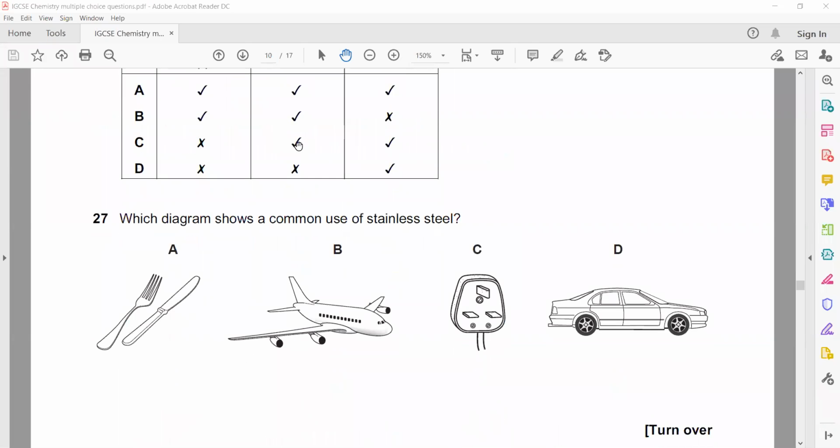Which diagram shows a common use of stainless steel? This car body is made up of low carbon steel or mild steel. Airplanes use an alloy of aluminum. These plugs, the pins over this, are made up of copper. So A is cutlery, it's made up of stainless steel, so it resists corrosion.